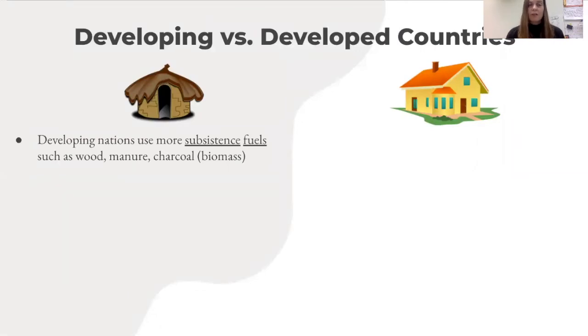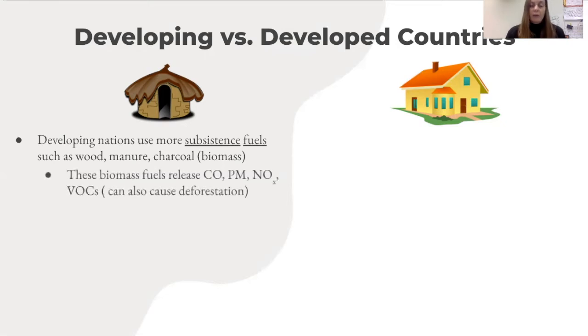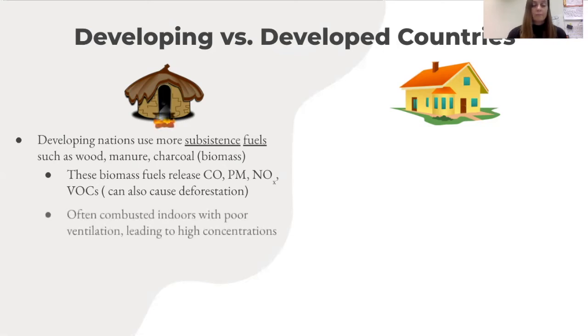So our developing nations, as we've talked about repeatedly, use more subsistence fuels. They're much more likely to be burning biomass, wood, peat, manure, or charcoal. Those biomass fuels, as we've said, release carbon monoxide, they release particulate matter, nitrogen oxides, and VOCs. It also causes deforestation if they're cutting down trees for wood. They're usually combusted indoors. There's very poor ventilation, and so that means that we have very high concentrations of all of those pollutants in the home.